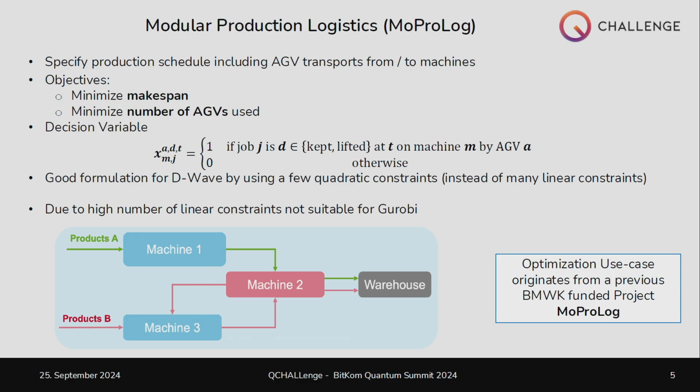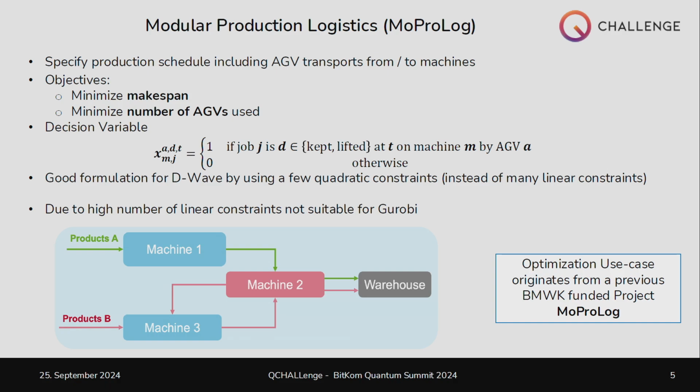For the decision variables we have 5 indices, and if this variable is 1, it tells you that job J is brought or picked up from a certain machine M at time T. The A gives you the HEV which is used, and D whether it's picked up or brought to the machine. The formulation we have is good for our hybrid solver because we can reformulate the linear constraints into quadratic constraints and have way fewer constraints.